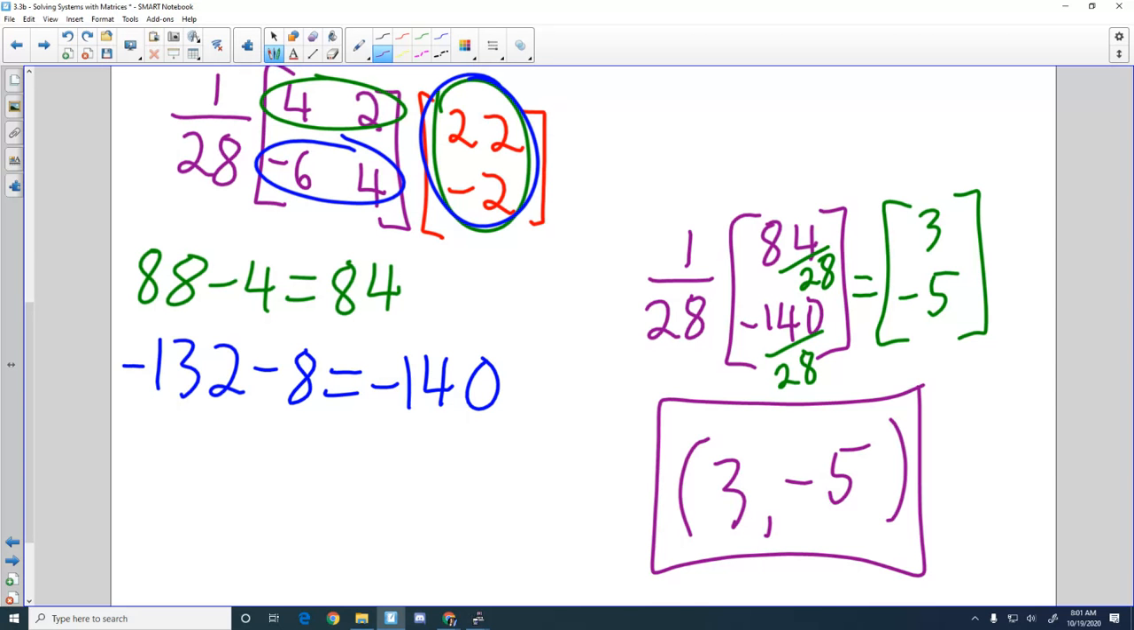Questions on any of these steps? I know, it's crazy. It's new. That's why you have to practice it. We're here in school to learn new stuff.